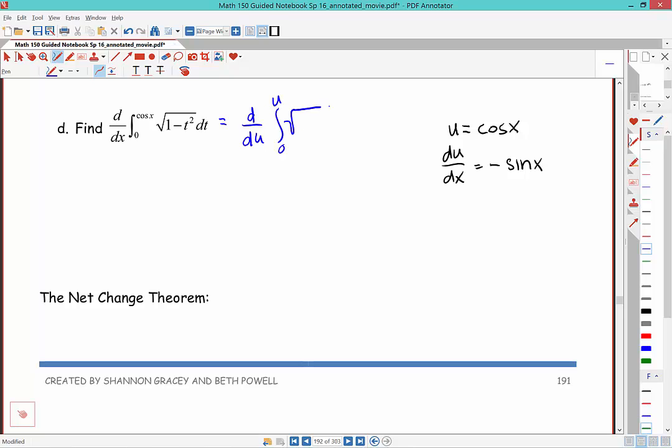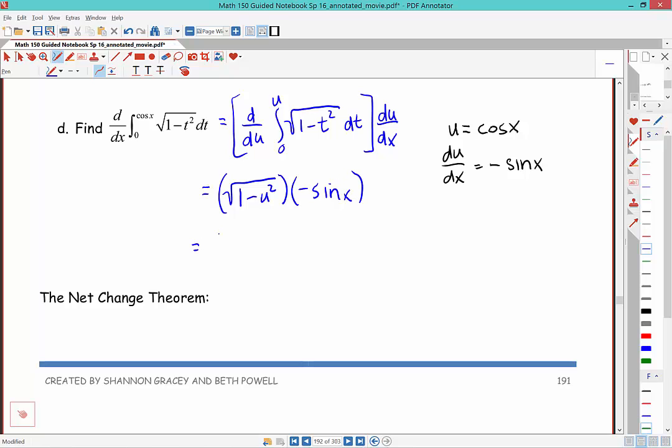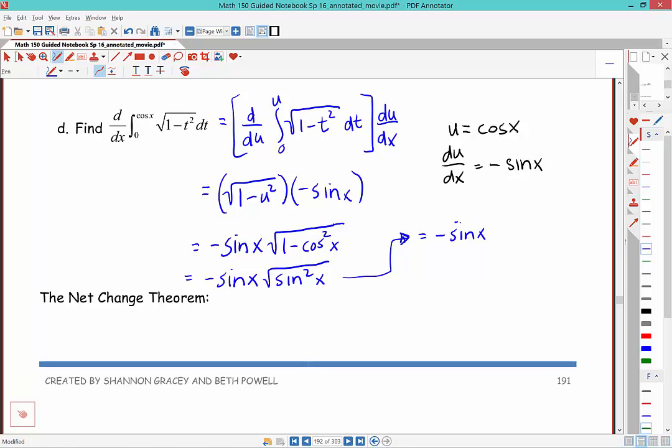So that's going to be the square root of 1 minus u squared times negative sine of x, and then back substituting our u and writing it prettier, we'll have negative sine of x times the square root of 1 minus cosine squared of x. And couldn't we do something nicer with that? That would be negative sine of x times the square root of sine squared of x, which we could write as negative sine of x times the absolute value of sine of x. We'll be on the safe side and put the absolute value.